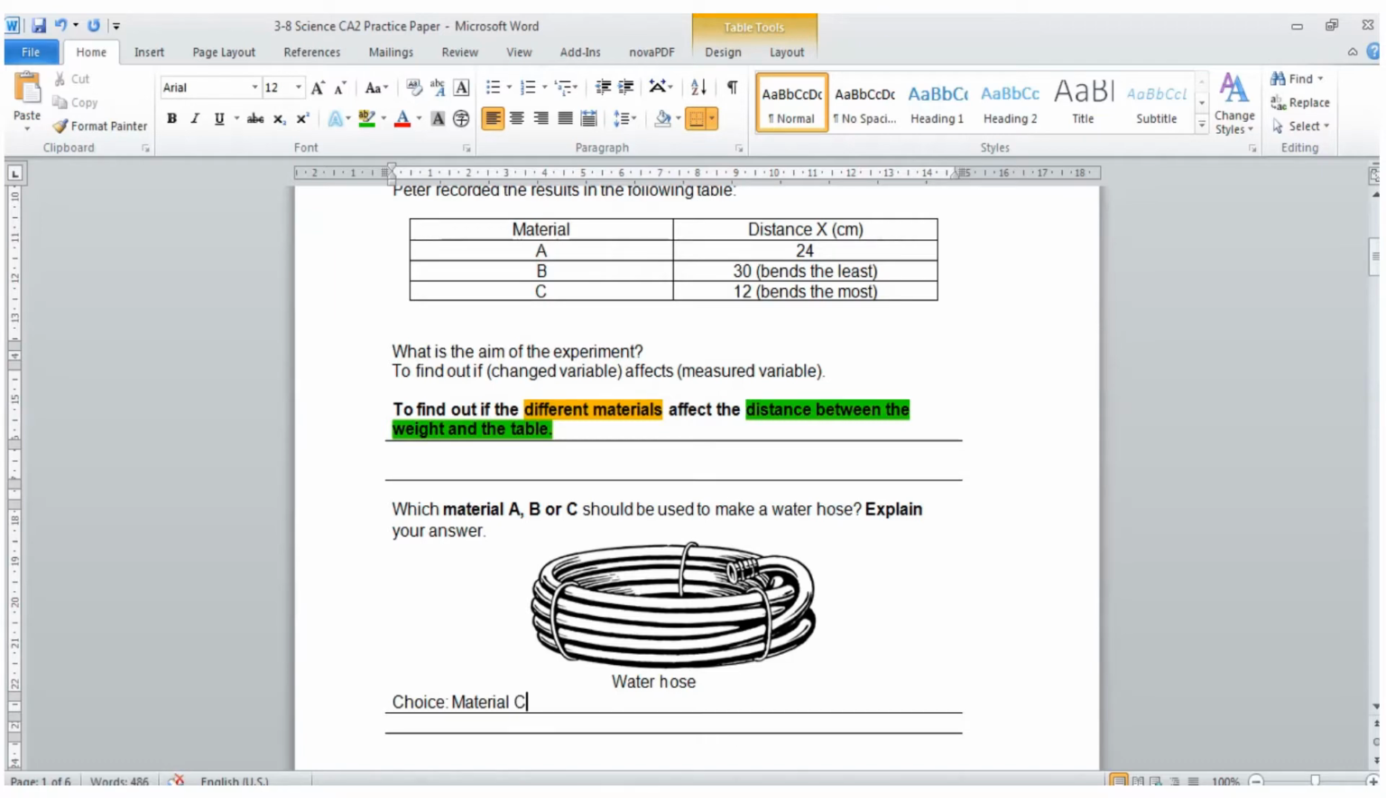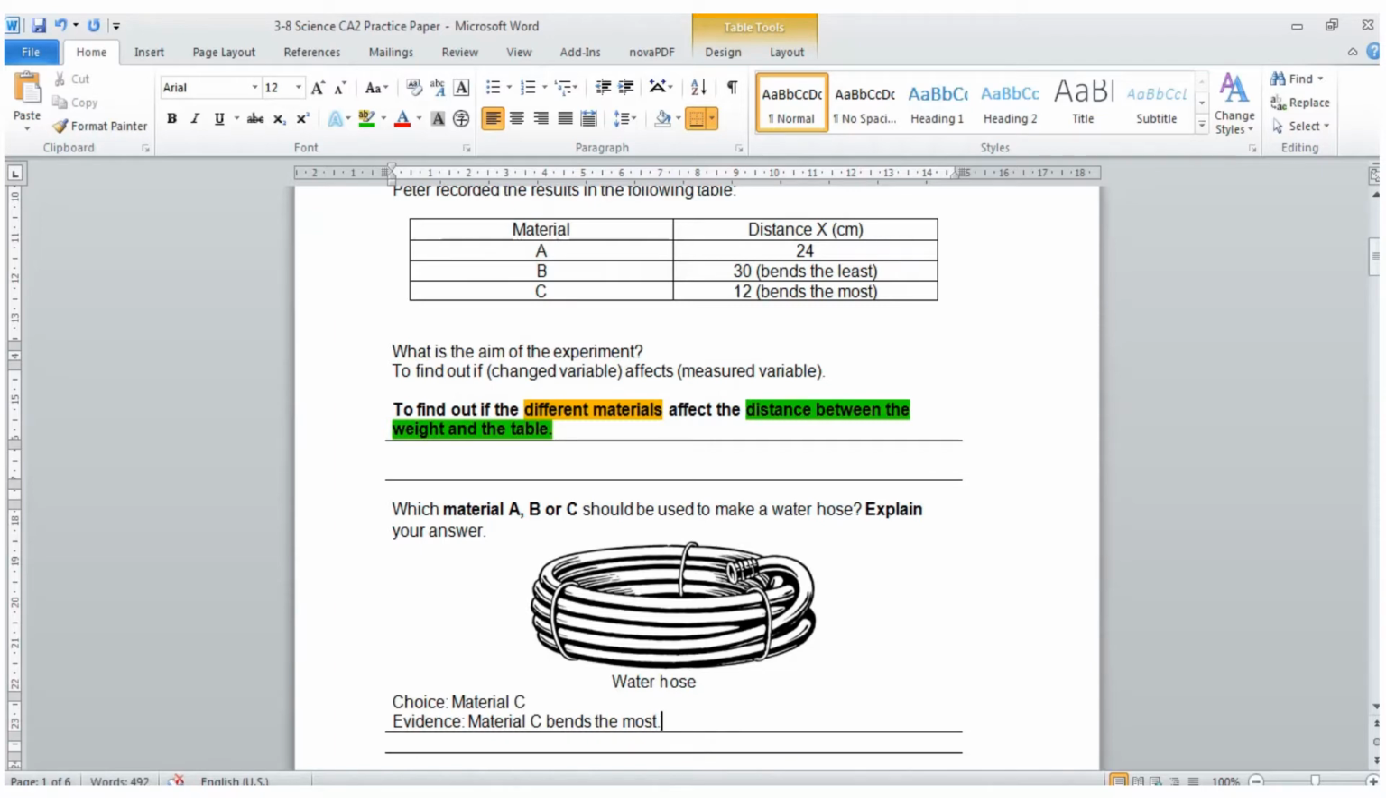Now, next up, I need to write my evidence. My evidence is from the question itself. Okay? Anything that's from the question itself. So why do you choose material C based on what you see in the question? Based on what I see in the question, material C bends the most. Can you see this? Okay, so that is your evidence. Material C bends the most.